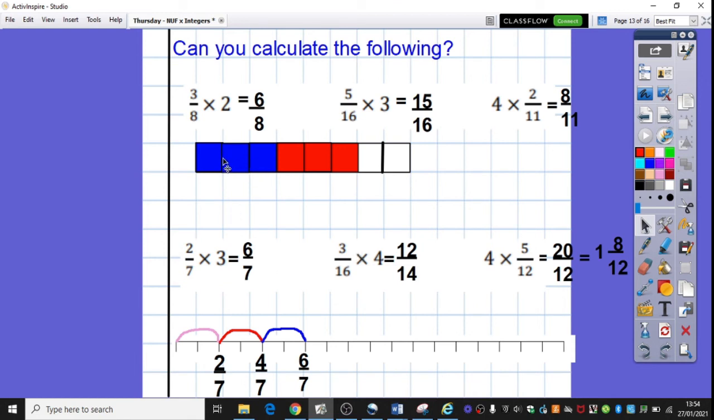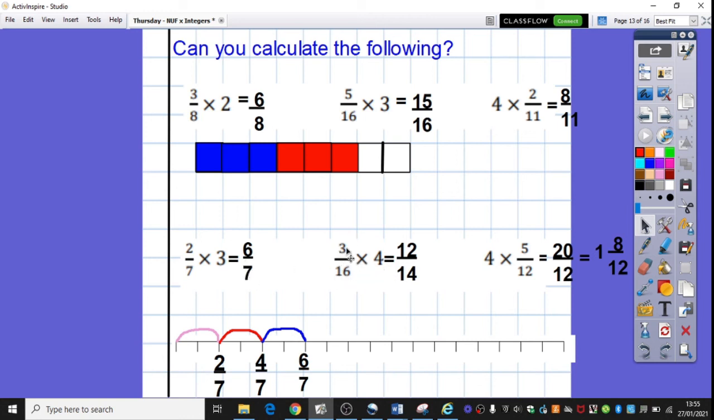So I have done an example of the bar model for this first one. So we've got 3/8 times by 2. So here's my bar of 8, and I've got 3/8 twice, and altogether you can see that makes 6/8. Notice the denominator doesn't change. 5/16 times by 3. So we've got there 5 times 3 is 15/16, and here 4 lots of 2/11. 4 times 2 is 8/11. Down the bottom here, we've got 2/7 times 3, which I've shown on a number line. So 2/7, another 2/7 is 4/7, another 2/7 is 6/7 there.